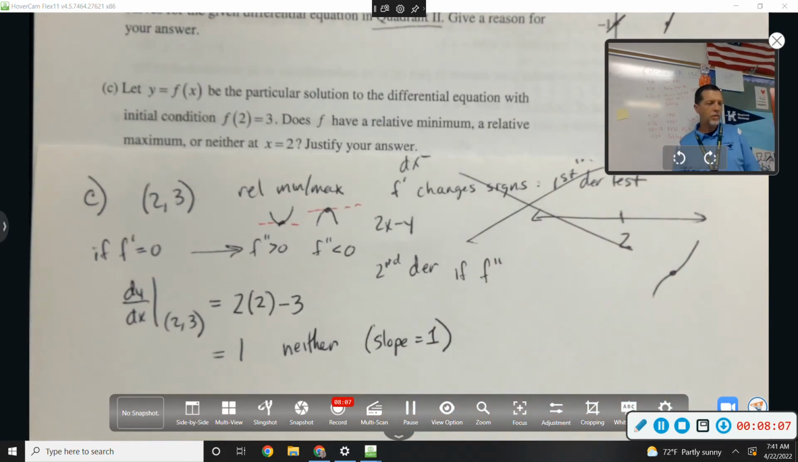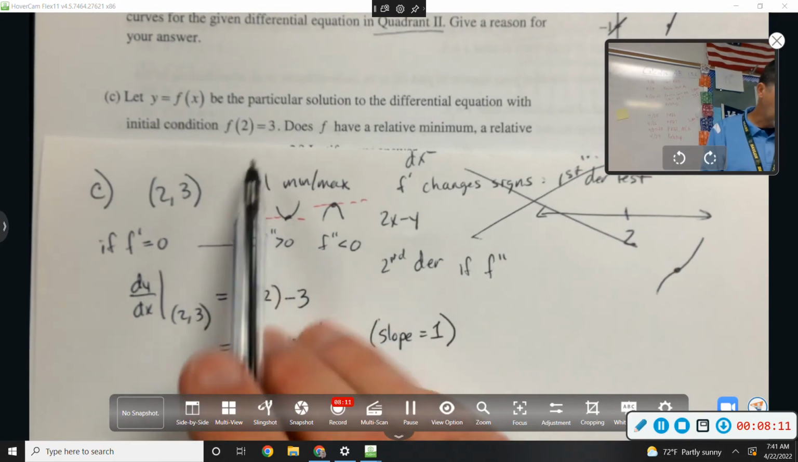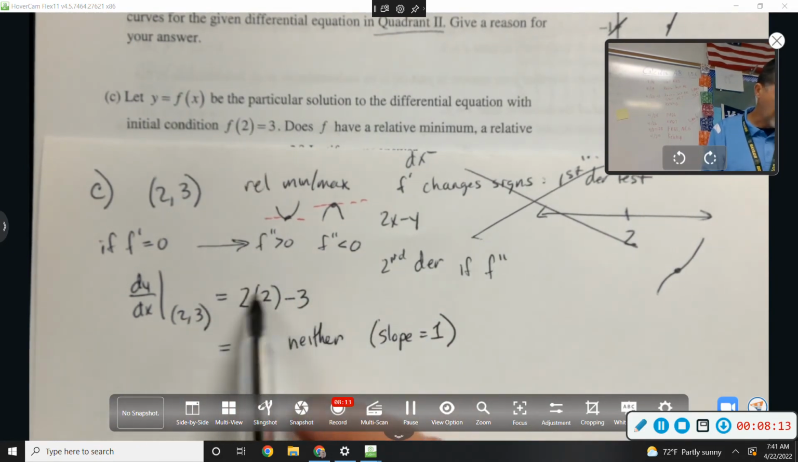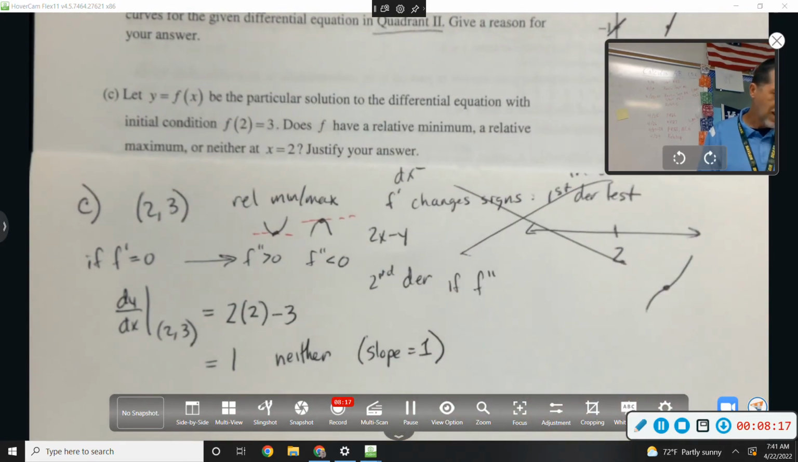Which I would really double check, but f of 2 equals 3. Like, I plug in 2, 3. I know I'm not messing that up. If the slope's 1, that's definitely not a relative min or max. Trying to make sure I didn't miss anything on that one, because that seems like an odd answer. But that's the right answer.